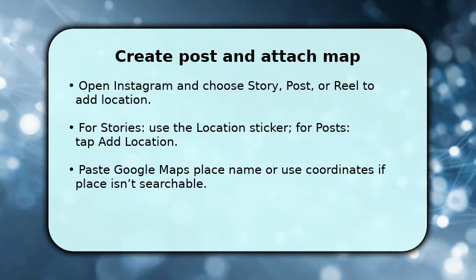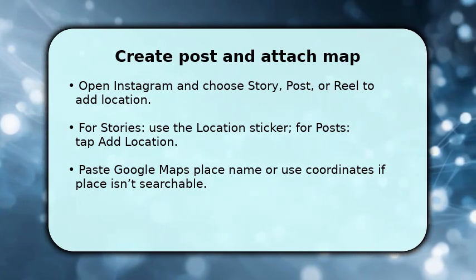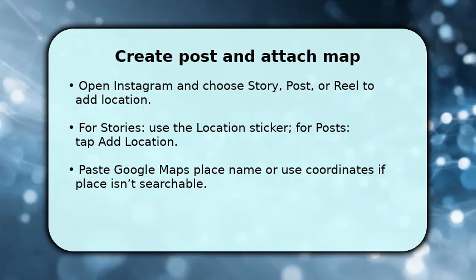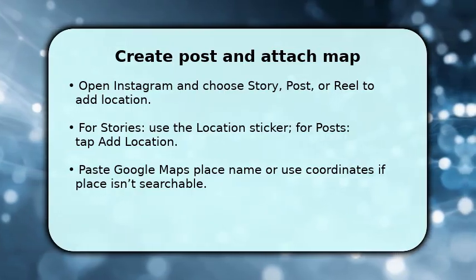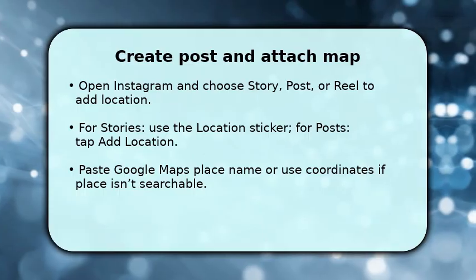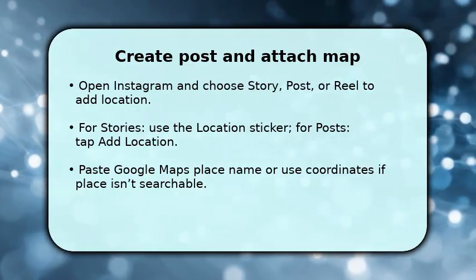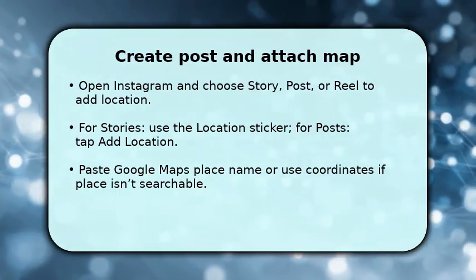Now you create your content on Instagram. Choose Story, Post, or Reel because each supports location differently. For stories, add the location sticker and search the Google Maps place name. For posts, tap Add Location before publishing.